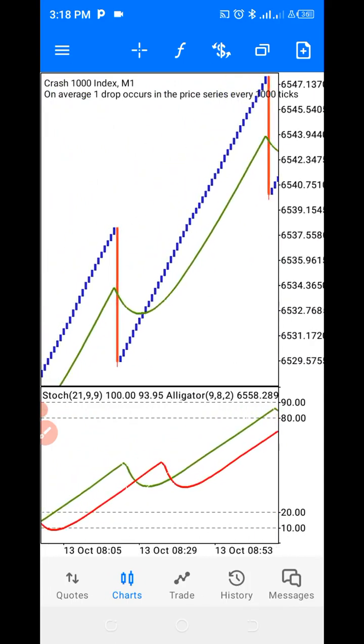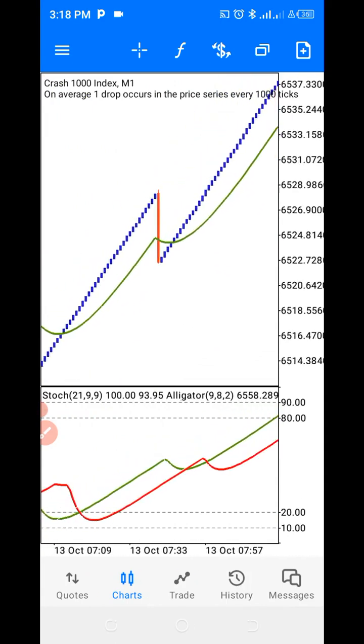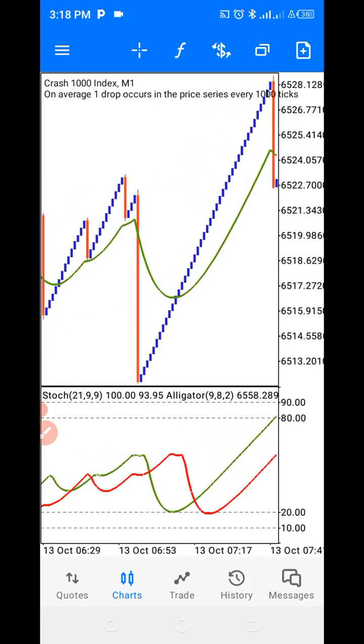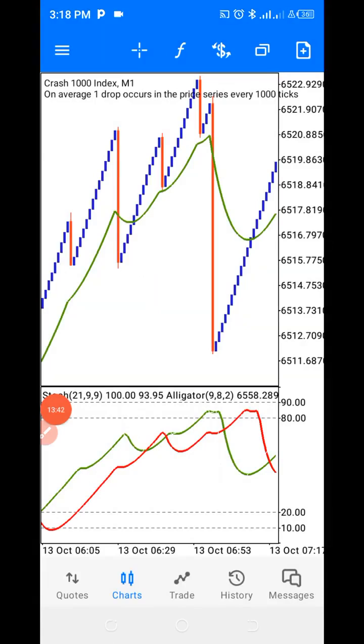On the 1 minute time frame, you will tend to get more entries than you will on the 5 minute time frame. The only thing is that the entries you'll be having on the 5 minute time frame are more reliable than the ones you have on the 1 minute time frame. So that is what distinguishes whether you are using M1 or M5, right? So that is for Crash 1000.